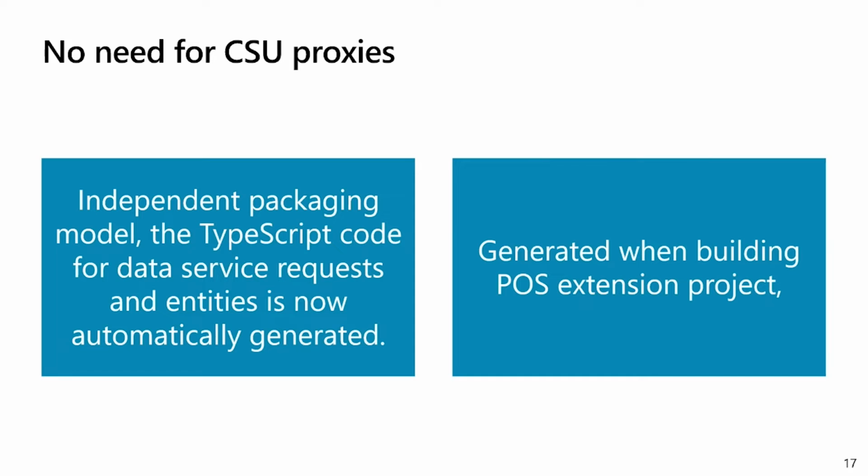In the earlier versions of the Retail SDK, generation of the TypeScript proxy had to be done manually to consume headless commerce APIs in POS. In the independent packaging model, the TypeScript code for data service requests and entities is now automatically generated. Therefore, the process is simpler. Because the TypeScript proxy for POS is automatically generated when you build your POS extension project, you don't have to manually run the commerce proxy generator and copy the files.